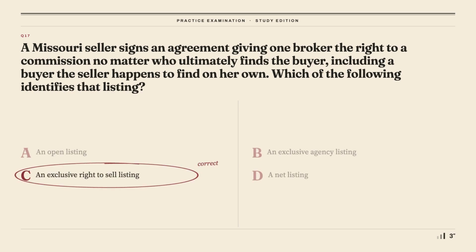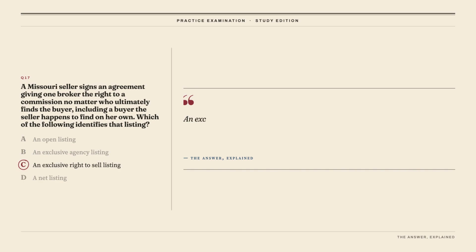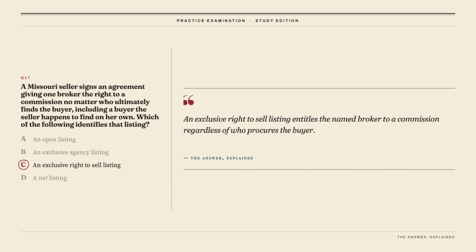The correct answer is C, an exclusive right to sell listing. C is correct because an exclusive right to sell listing entitles the named broker to a commission regardless of who procures the buyer. It gives the broker the strongest protection and is the most common form used.